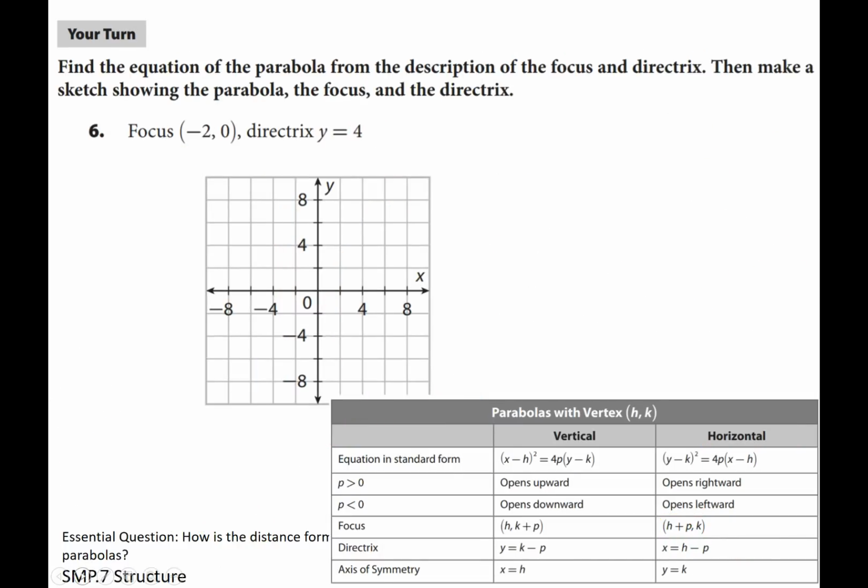Now what you're going to do is try to do number 6 on your own, and by that point, Mrs. Ballard will probably bring you guys back together as a group.